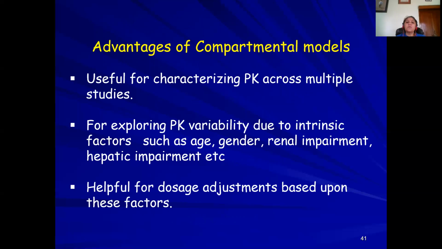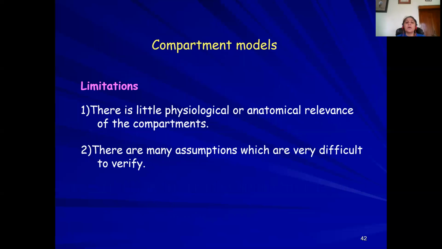What are the advantages of compartment models? They are useful for characterizing PK across multiple studies and for exploring PK variability due to intrinsic factors such as age, gender, renal impairment, hepatic impairment, etc. It's helpful for dosage adjustments based upon these factors. There are certain limitations of compartment models, like there is little physiological or anatomical relevance of the compartments. There are many assumptions which are very difficult to verify here.